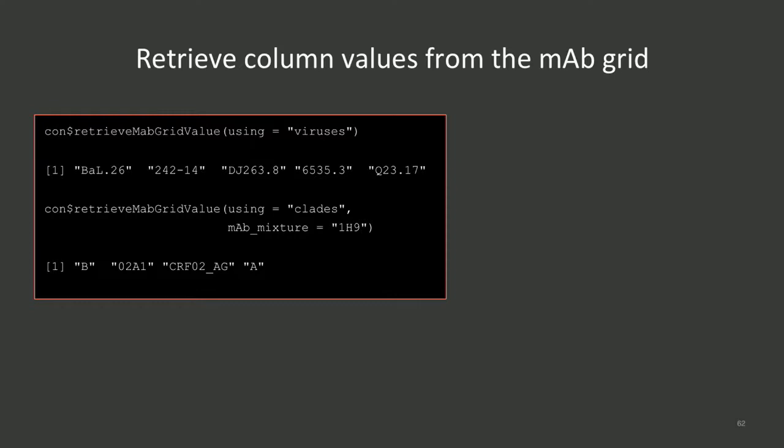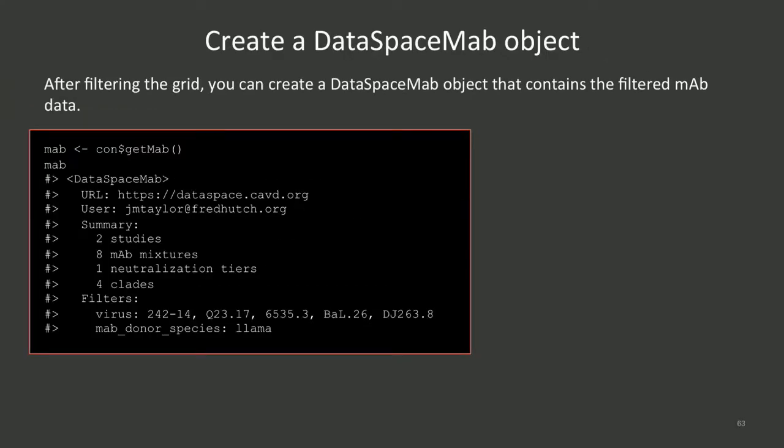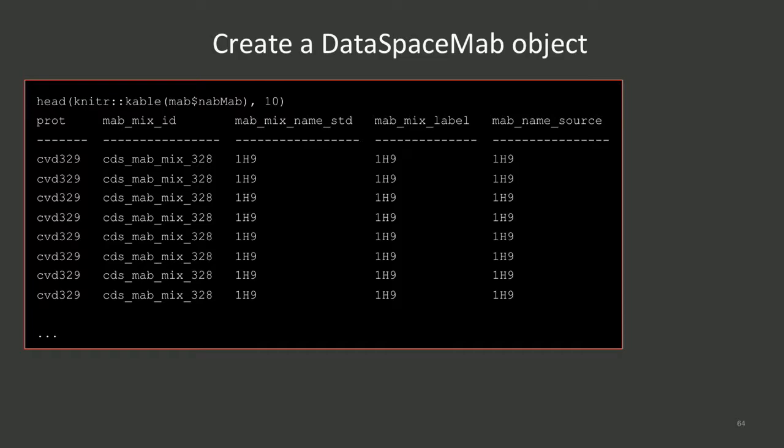If you're looking for all the unique values in a given MAB grid, you can do that simply with a single command. Finally, once you have your MAB grid filtered like you want it, you can call the get MAB function, and there's your MAB data in a nice R object. The output is the same as you would expect from the GUI.